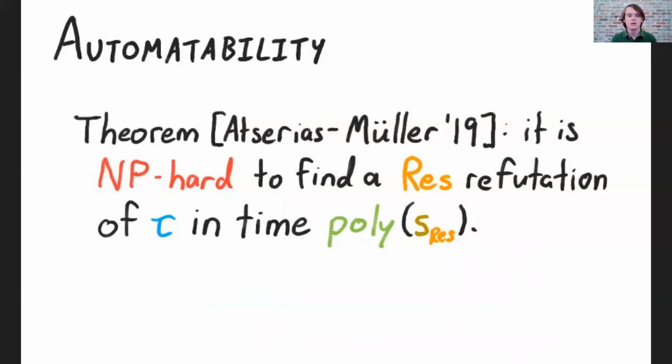And it was only last year where, kind of out of nowhere, Atserias and Müller proved that the same problem is actually NP hard. And again, since this is actually a problem in NP, you can check whether a given resolution refutation is valid. This completely closes off the problem.